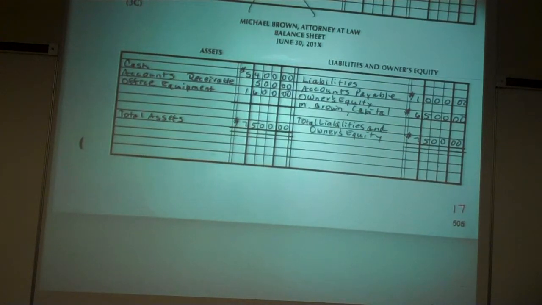The assets are not listed in alphabetic order. They're listed by order of liquidity. How fast can we turn that to cash? Cash is the number one, isn't it, that we can turn immediately to cash? Accounts receivable, we could go to our customers and collect that money if we wanted to. And then office equipment, we could dispose of that and sell it to someone if we needed cash.